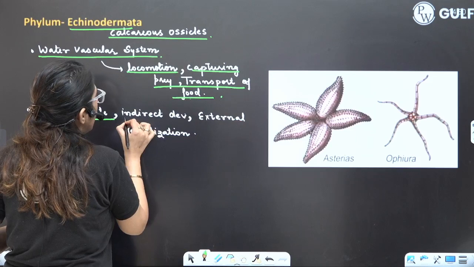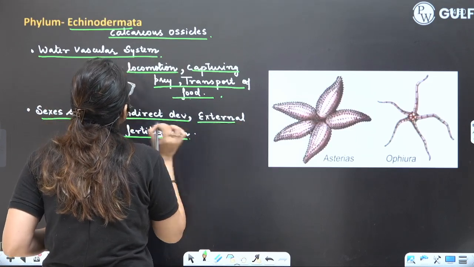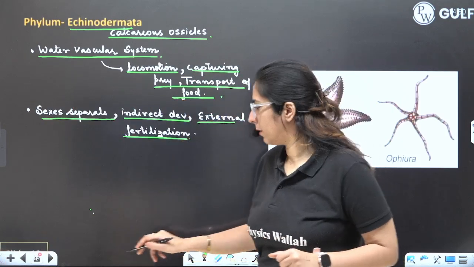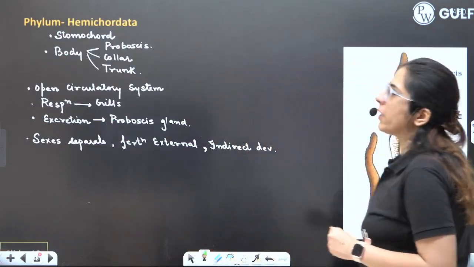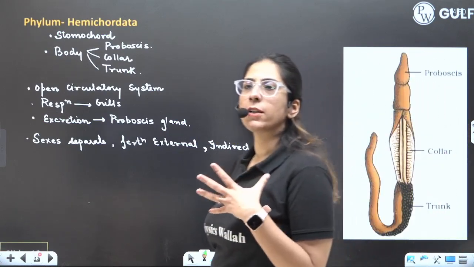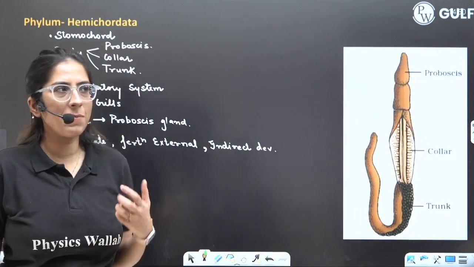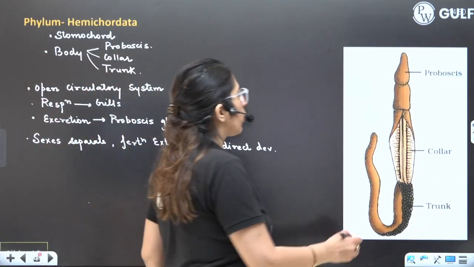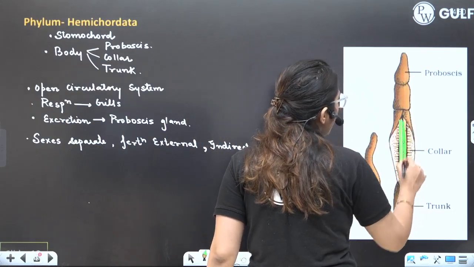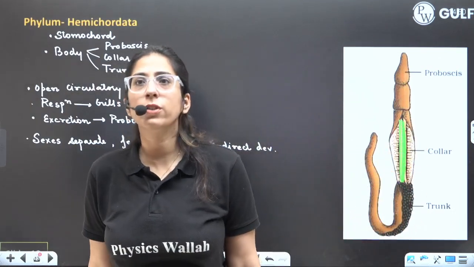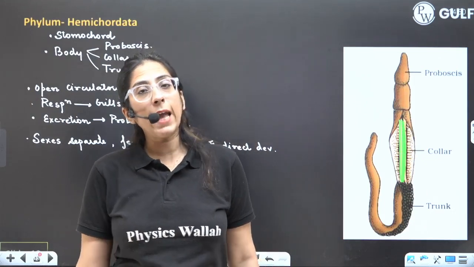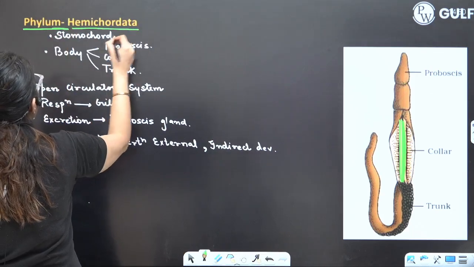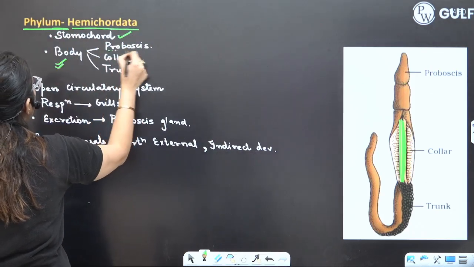Sexes are separate, indirect development and external fertilization is seen. These are also exclusively marine. Now, Hemichordata. Initially, these organisms were kept under the phylum Chordata, because scientists thought these organisms have a notochord-like structure. But with time, scientists realized it is not a notochord, it is a stomochord. So then they were kept under a separate phylum, phylum Hemichordata. They have a stomochord. Body is divisible into proboscis, collar, and trunk.